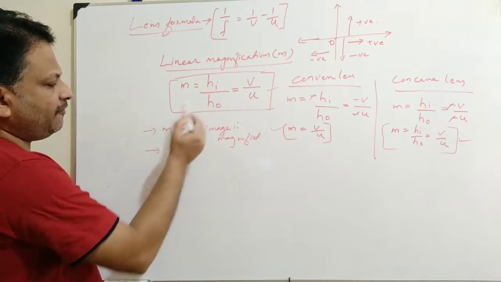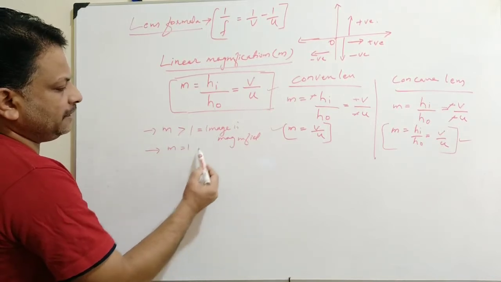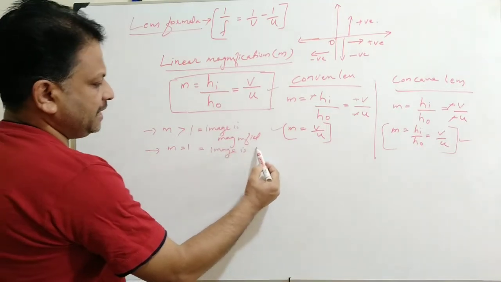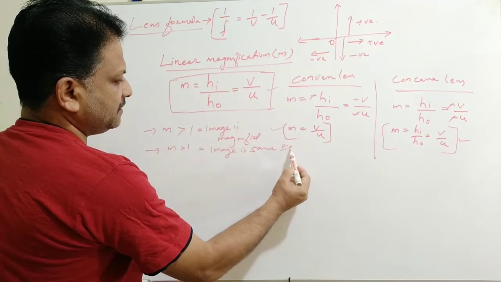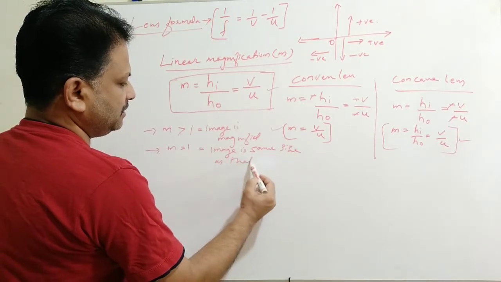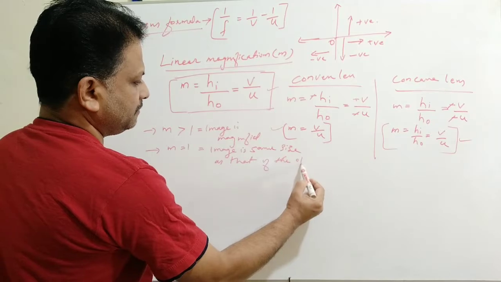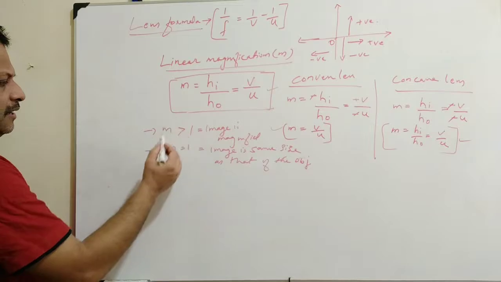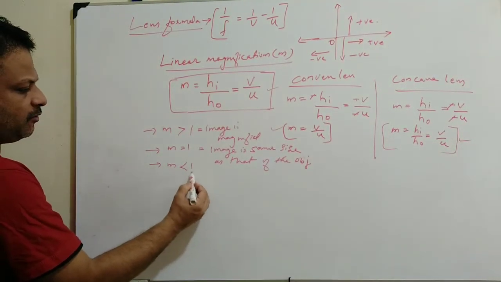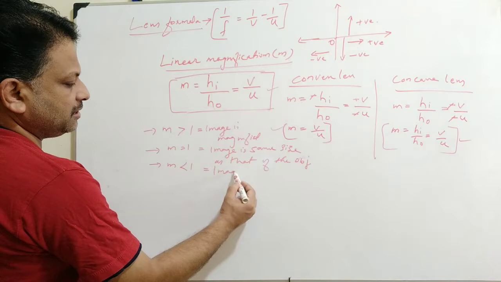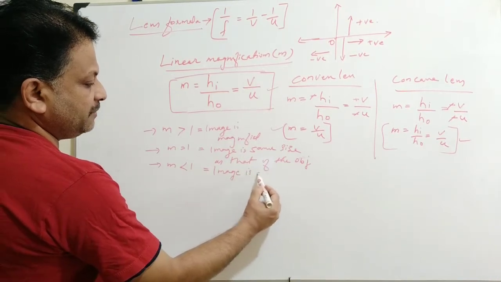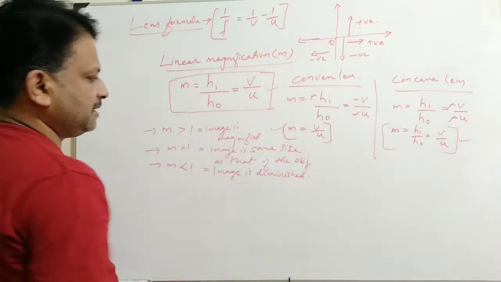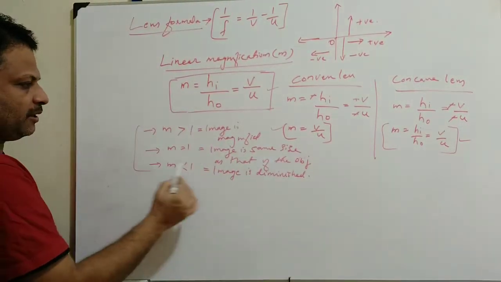If the value of m is equal to 1, image is the same size as that of the object. If the numerical value of m is less than 1, image is diminished. Diminished means smaller than the size of the object. Magnified means greater than the size of the object, okay.